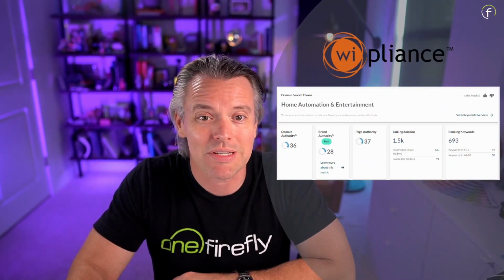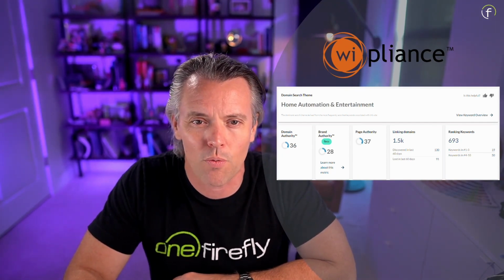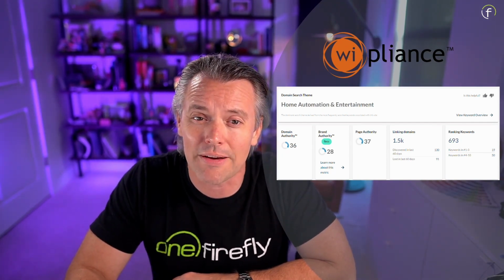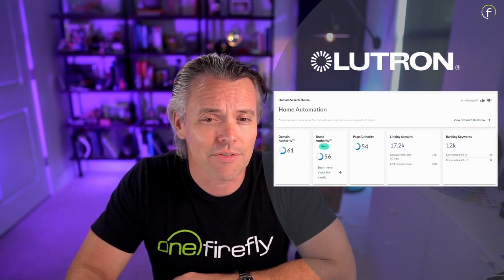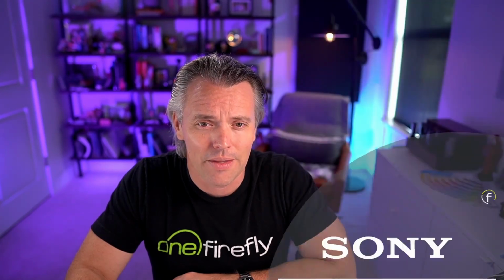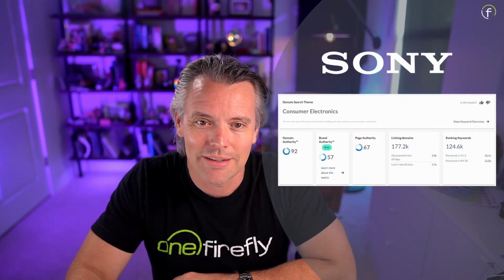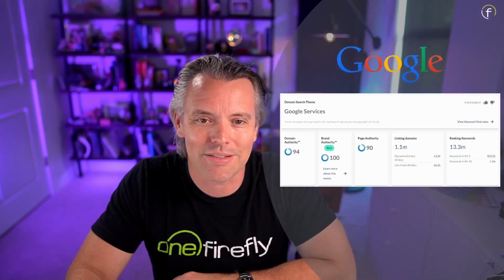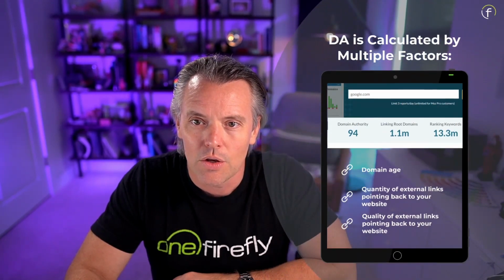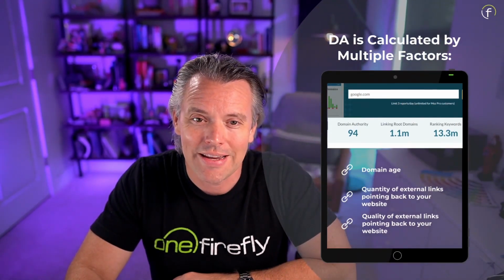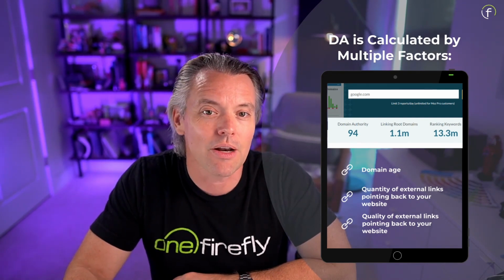Let's look at some specific examples. So here you see Y Appliance. This is a great integrator out of the Northwest, and they have a domain authority of 36. If you look at Lutron, they have a domain authority of 61. You look at Sony, they have a domain authority of 92. And then, of course, one of the best known brands in the world, Google, they have a domain authority of 94.